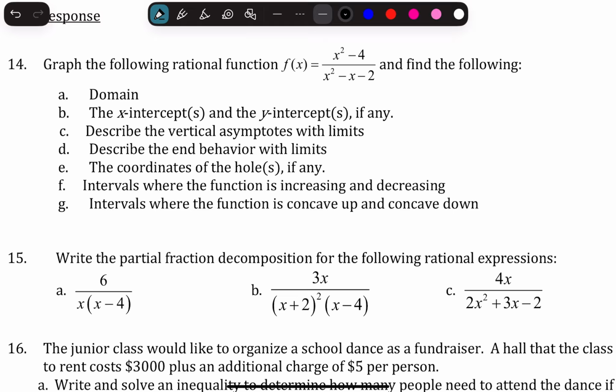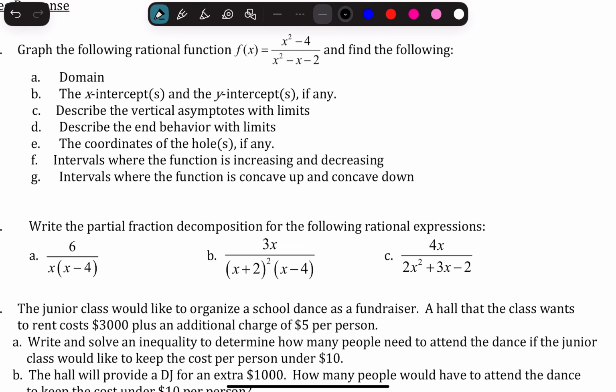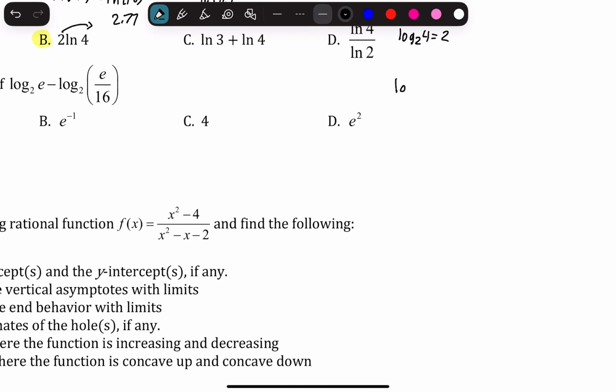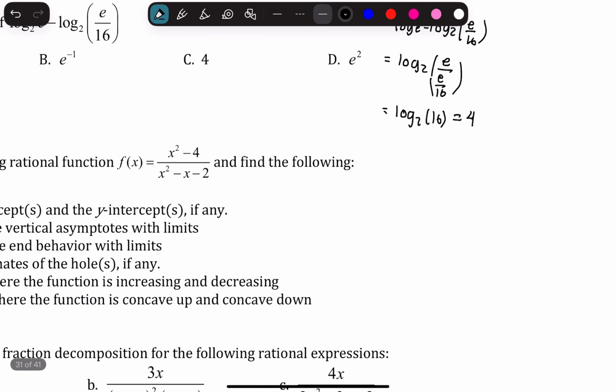Now we have some FRQs. Graph the following rational function f of x and find the following: the domain, the x-intercepts. Okay, let's see here. Oh, but let's do 13 first. So let's say we have log base 2 of e minus log base 2 of e divided by 16, and that's going to be equal to log base 2 of e divided by e over 16, and that's going to be equal to log base 2 of 16. So this is just equal to 4, because 2 to the 4th is equal to 16.